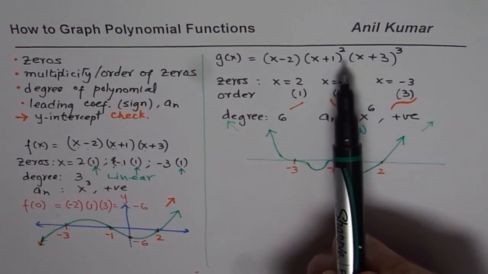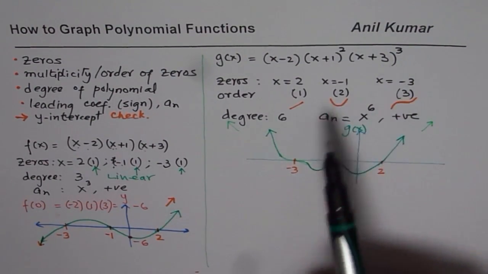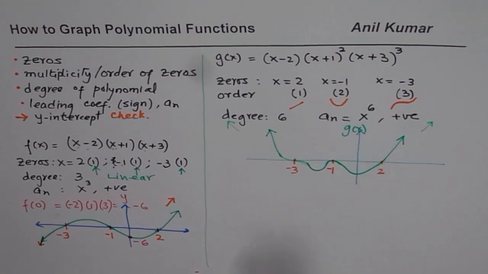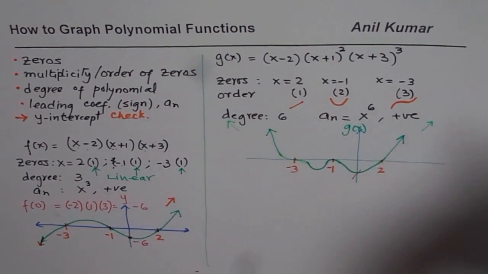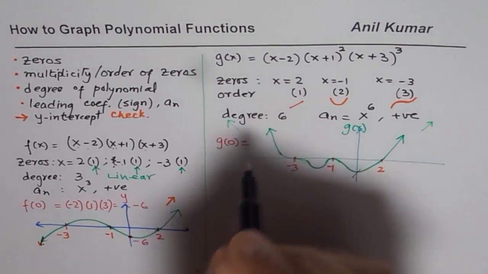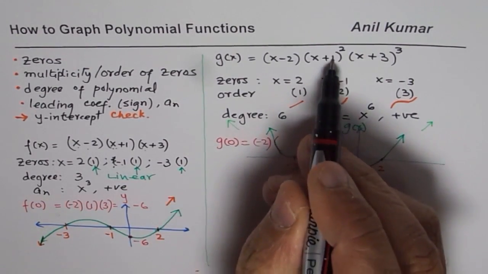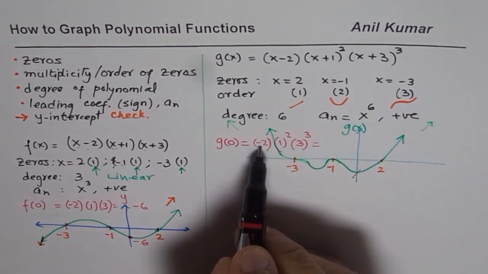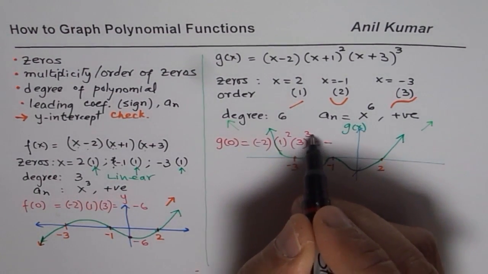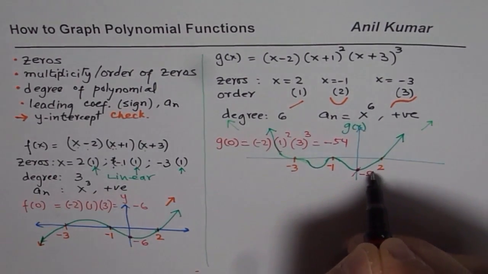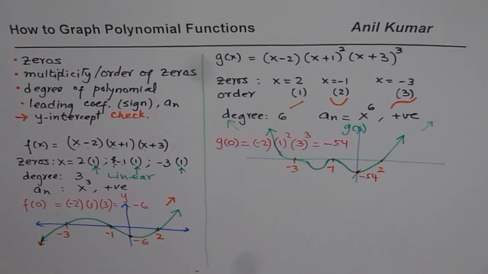I hope you appreciate how changing the multiplicity of zeros changes the graph and the type of turning points at the x-intercept. As a checkpoint, let us check for the y-intercept. If I write 0, what do I get? In this case, g of 0 will be, substituting 0, I get minus 2 times 1 squared, times 3 cubed. Now that gives us a negative value. 3 cubed is 27 and times 2 is 54, negative 54. So I'll write this point as negative 54. That becomes an accurate graph for the given function.